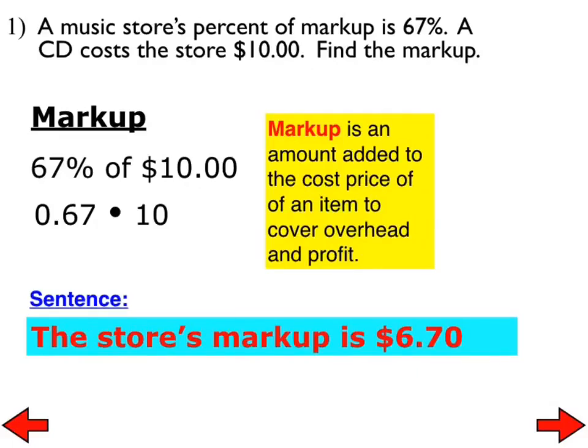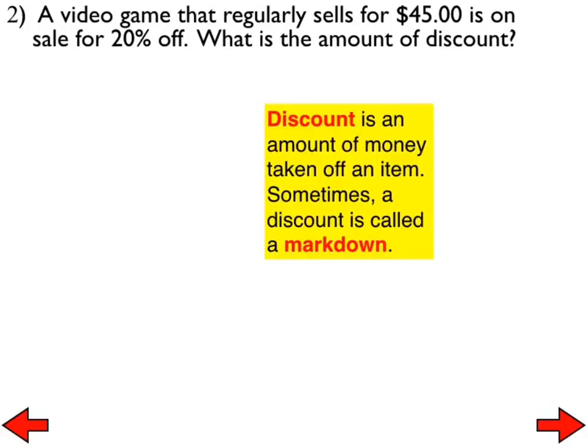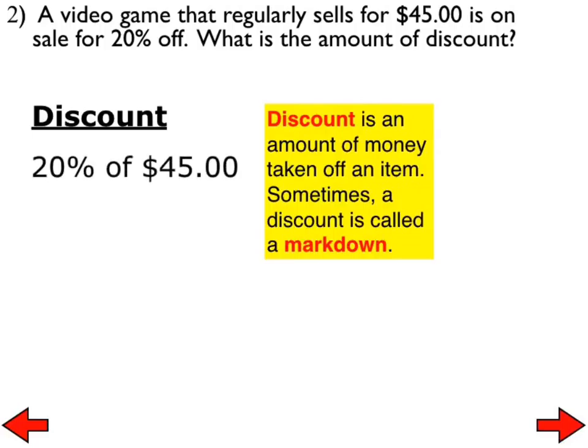Look at number 2 then. A video game that regularly sells for $45 is on sale for 20% off. What is the amount of discount? In other words, how much money are you saving? So on your notes, please fill in on that box that a discount is how much money that's taken off of an item when you're buying it. Sometimes that discount is called a markdown. So discount, that would be 20% of $45. That's how much money you're not going to pay. Right? It was $45. Now take off 20% of that.